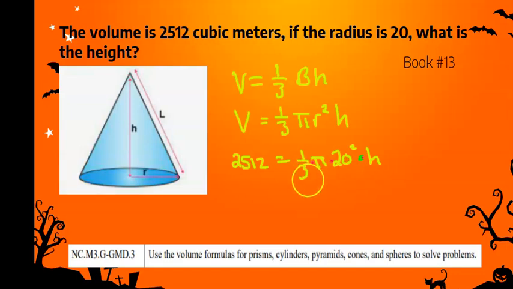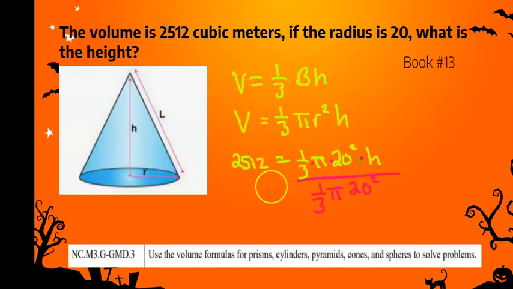Well, you can times by 3, or you can divide by 1/3. How do I get rid of times pi? I can divide by pi. I know 20 squared is really 400. It's timesing, so I'm going to divide to get rid of it. Don't think that because there's an exponent you got to square or something. You can simplify that exponent. 20 to the second power is 400. But regardless, it's multiplying with h.